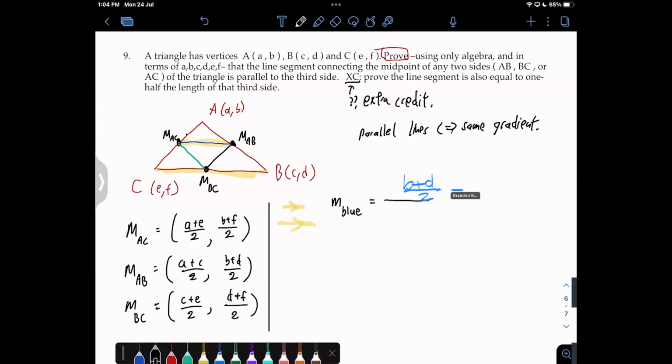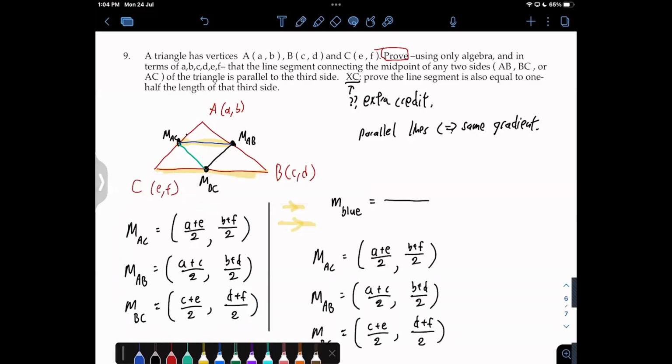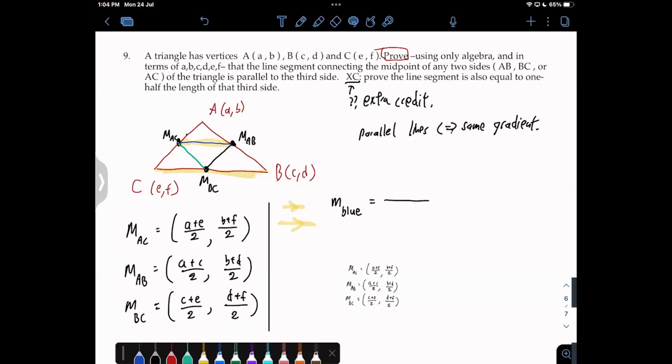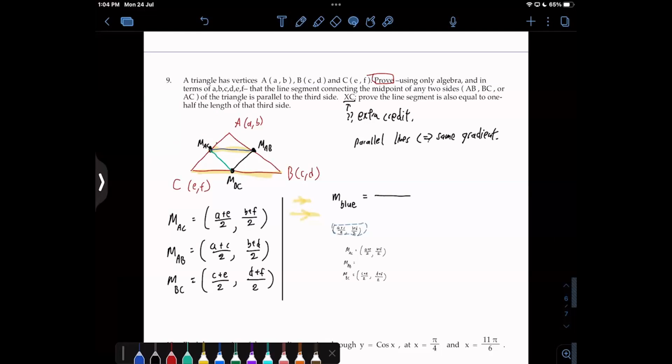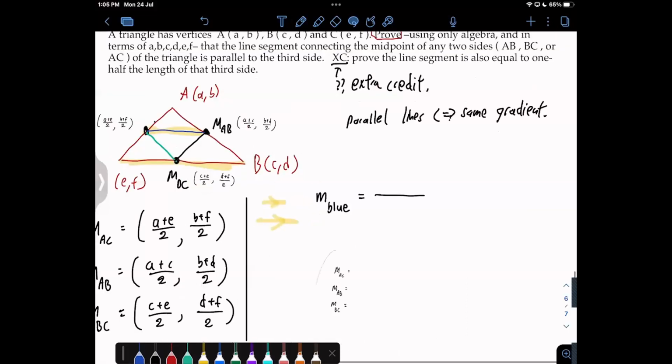So maybe it will be smarter if we transfer the information over. Wait, give me a second. Duplicate this, shrink it down. I need a bigger diagram. Okay, MAB, put it over here. MAC, I'll put it over here. MBC, I'll put that over there. Then you can see the X and Y coordinates easily.